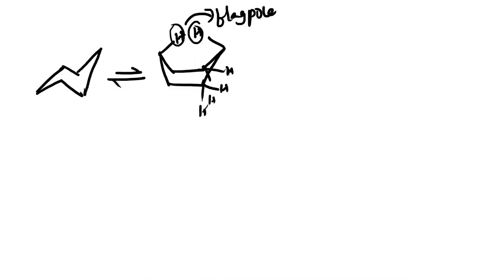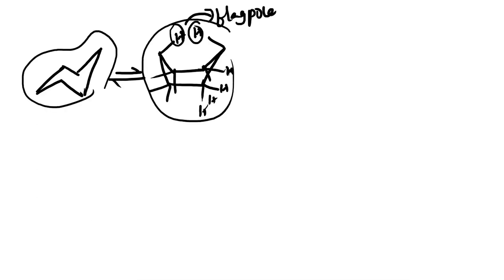Some partial eclipses are also observed. So that's why the boat conformation is less stable than the chair conformation, and the extra flagpole interactions lead to some strain. That means they increase the energy of that boat conformation of cyclohexane, which is why it is less stable than the chair conformation. And here we can also see the twist boat.